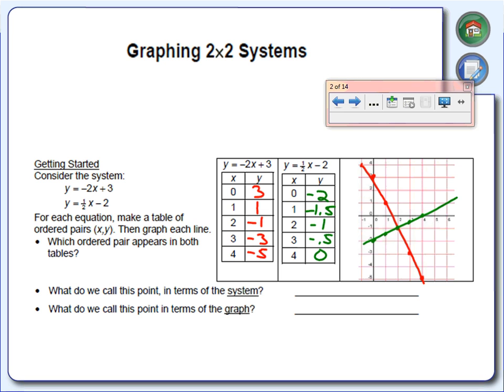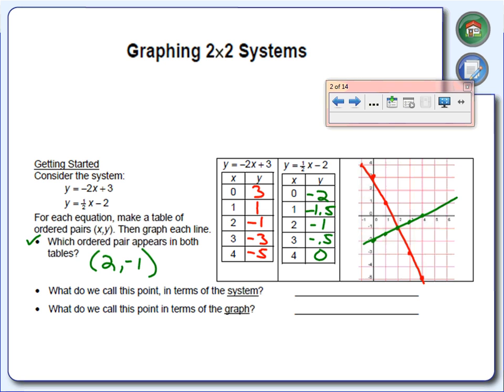Now you'll notice over here it says which ordered pair appears in both tables. If you look closely at those two tables, there's one particular ordered pair that shows up in both tables. Which one is it? 2, negative 1. Write that down for me. 2, negative 1. That's going to be important. 2, negative 1 is the only ordered pair that shows up in both tables.